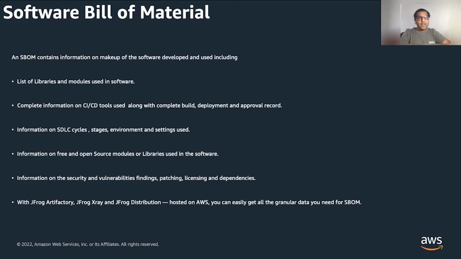So software bill of material is a very important part of the secure DevOps process, and it gives us confidence in how the software is made, with a complete record of the approvals, life cycles, software components, libraries, and third-party dependencies used in the applications.